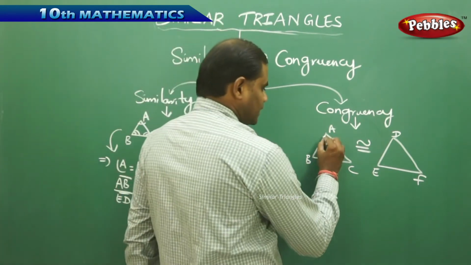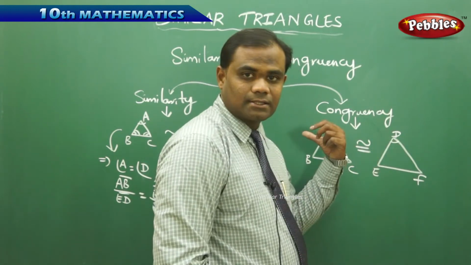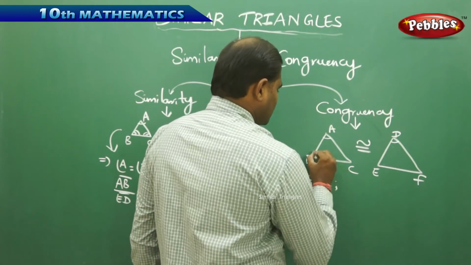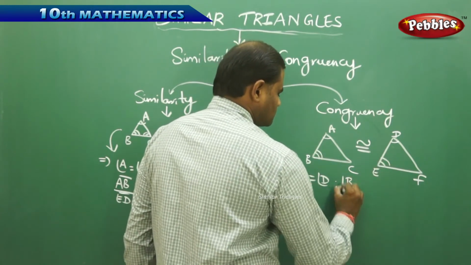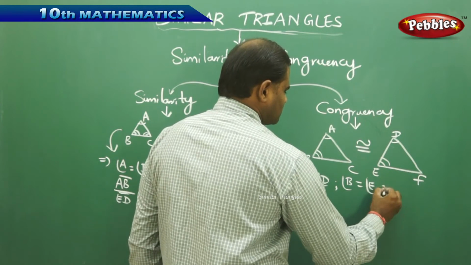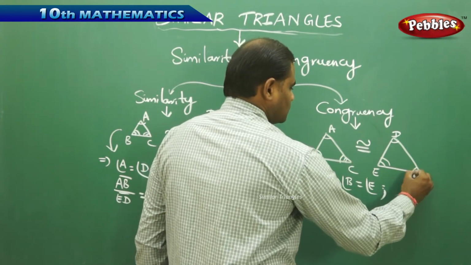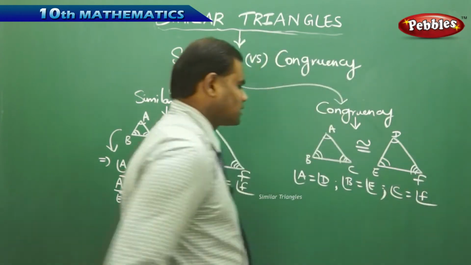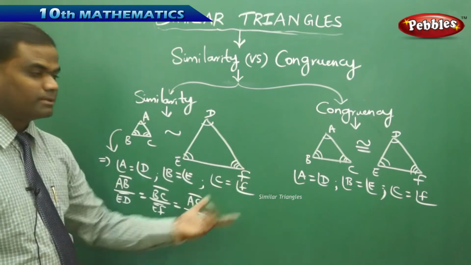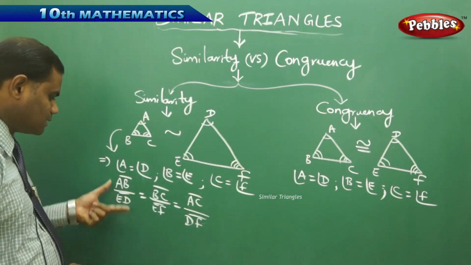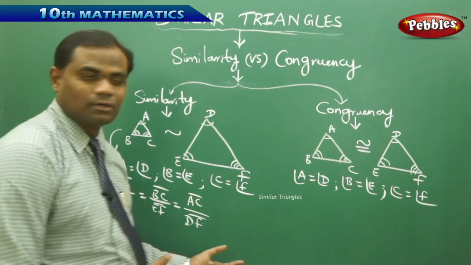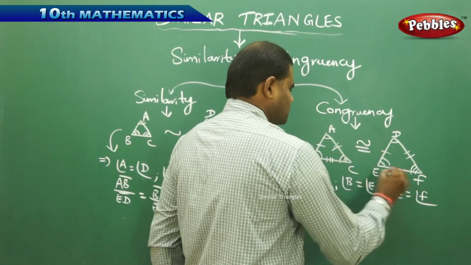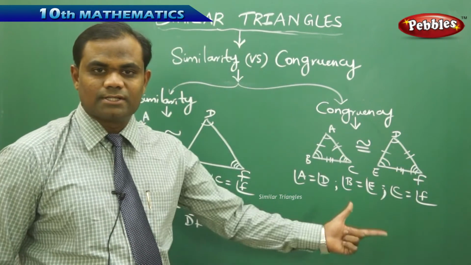Now in this case, angle A is equal to angle D, as in the case of similarity. So I get angle A equals angle D, angle B equals angle E, and angle C equals angle F, which is the same in similarity and congruence. But when it comes to similarity, the corresponding sides are in the same ratio, whereas in congruency, the corresponding sides are equal, is what we identify through congruency and similarity.